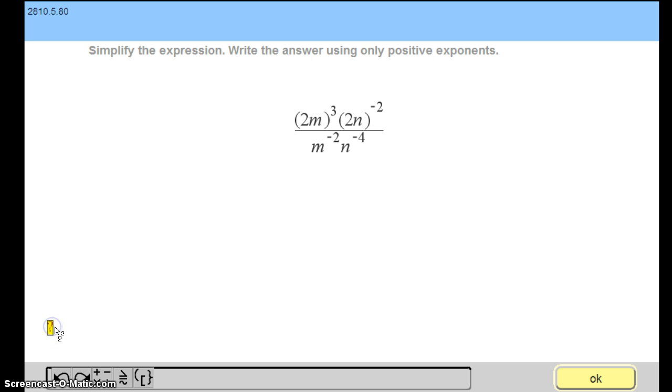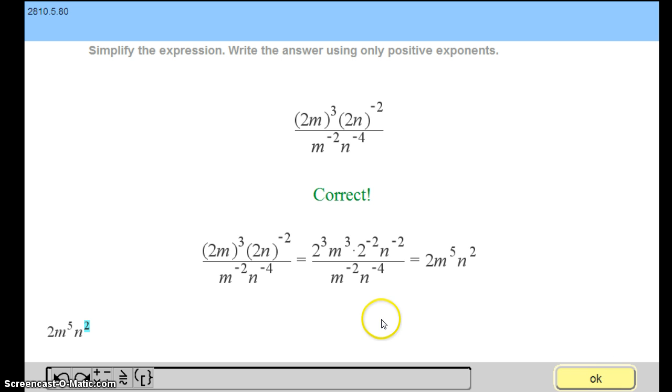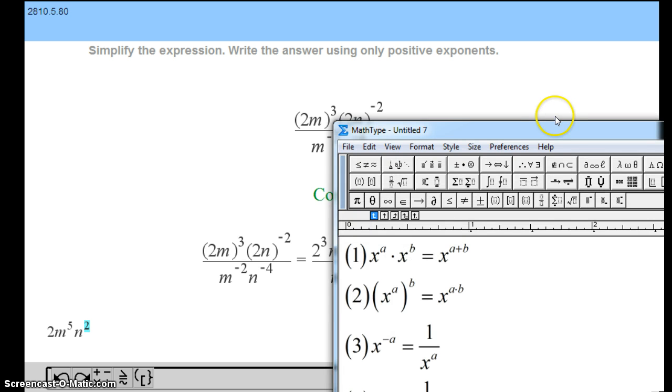Let's see if we got the correct answer. I have to put it in: 2m to the 5th power, n to the 2. Correct.